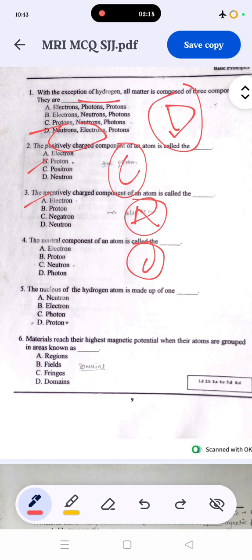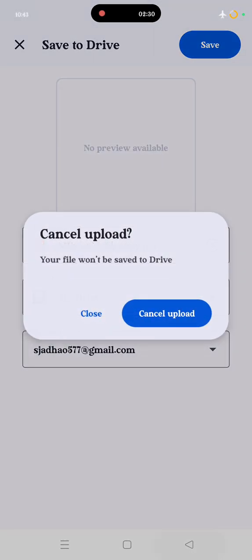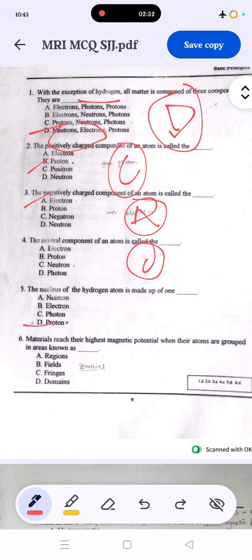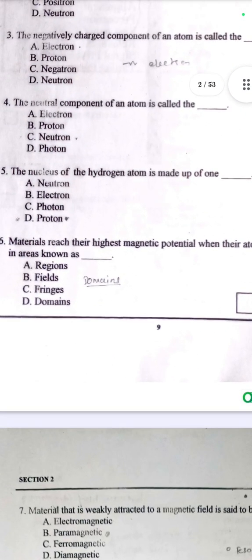The nucleus of the hydrogen atom is made up of neutron, electron, photon, or proton. This is the nucleus, and the nucleus is a proton. The correct answer is proton.